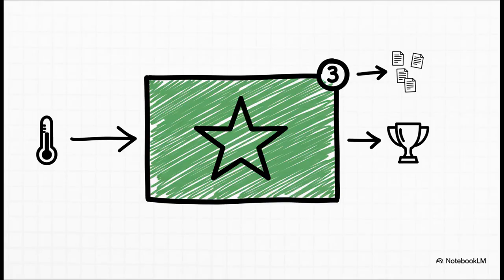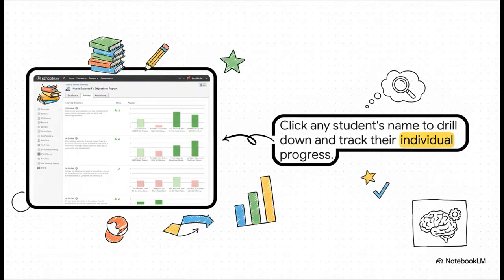So let's quickly break down what we're looking at. The colors are your quick temperature check. Green is good, a student's meeting expectations. The star means they've hit that mastery requirement that you set up earlier. And that tiny number in the corner, that just tells you how many assignments or scores are feeding into that calculation, so you know how solid the data is.